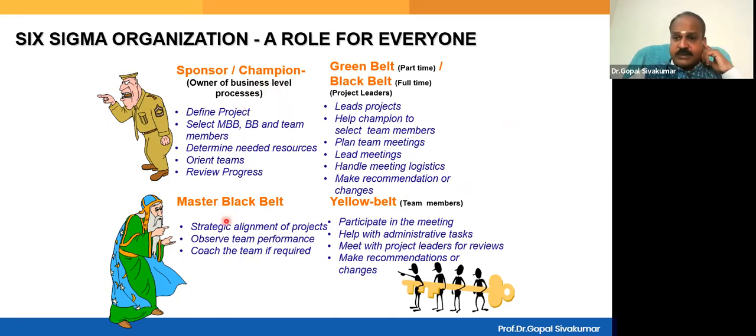Look at the master black belt's responsibility. Strategic alignment of projects. Because every project requires budget, resource, green belt, black belt. Producing green belt, black belt, there is a cost. And then after they become a green and black belt, their time will be a very high cost, isn't it? And so observe the team performance, coach the team if required. Can somebody tell me what's the difference between coaching and training? Now all of you are undergoing training. Now what is coaching?